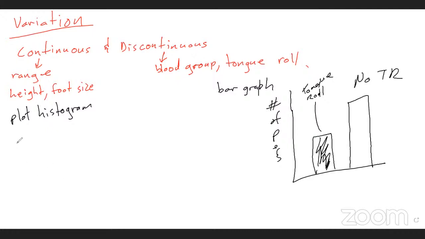With continuous variation now, you would say in terms of feet size, let's say 4 to 6, and then from 6 to 8, then from 8 to 10, something like that. So with continuous variation, you will have a range.